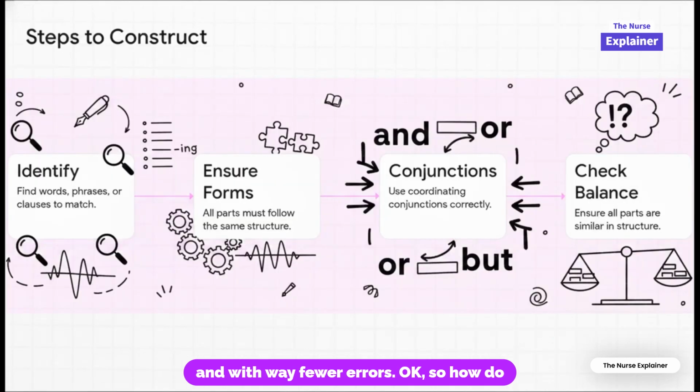Okay, so how do we actually build these perfectly balanced sentences? Our source gives us 4 highly actionable steps. First, identify the elements to match. What exactly is the list or the comparison you're making? Second, ensure consistent forms. Like if you start with an ing verb, you gotta keep using ing verbs. Third, use coordinating conjunctions correctly. Words like and, or, and but are basically the hinges connecting these equal structures. And fourth, check for balance. Read it out loud to yourself. Are the parts grammatically equal?